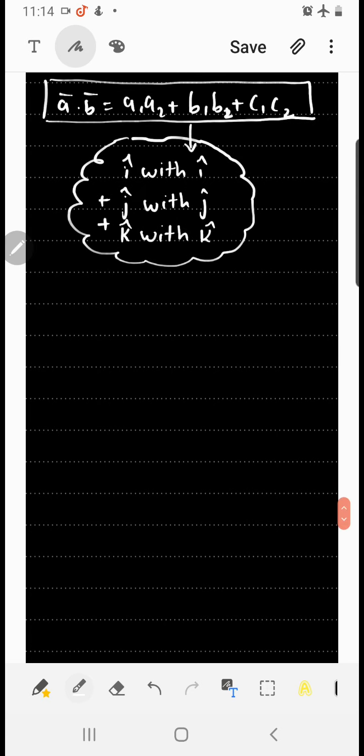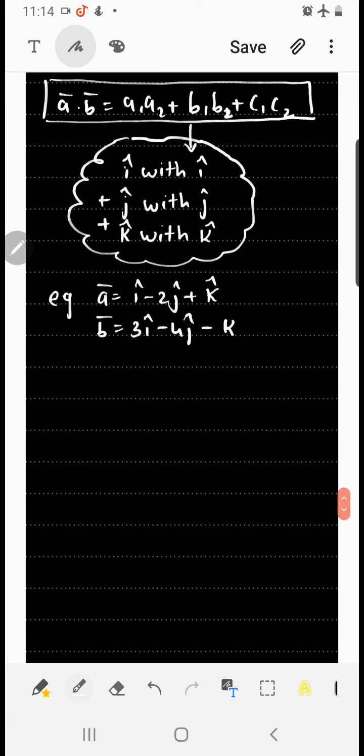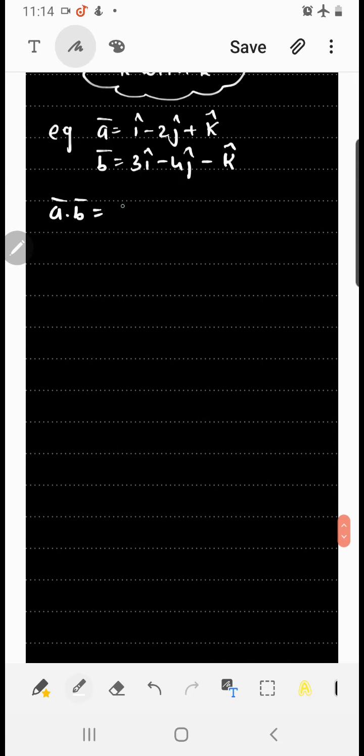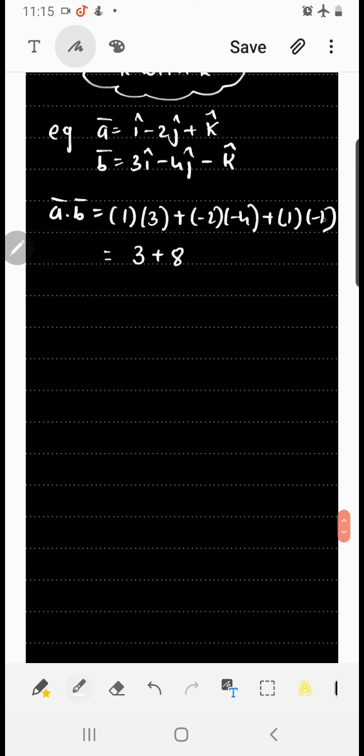Let me show you with an example here. Let's say we have a bar is equal to i cap minus 2j cap plus k cap and b bar is equal to 3i cap minus 4j cap minus k cap, and I want to find a bar dot b bar. So your a bar dot b bar would be i with i. That means the coefficient of i will be multiplied with the coefficient of i. j with j, so I get minus 2 into minus 4, and finally k with k, so I get 1 into minus 1. So let's multiply. 3 ones are 3, 4 twos are 8 with plus sign, 1 ones are 1 minus 1. So what I get here is 10. That is how we calculate dot product.